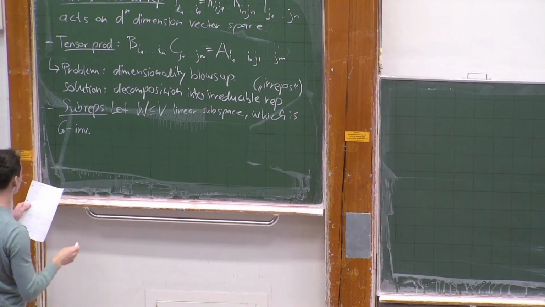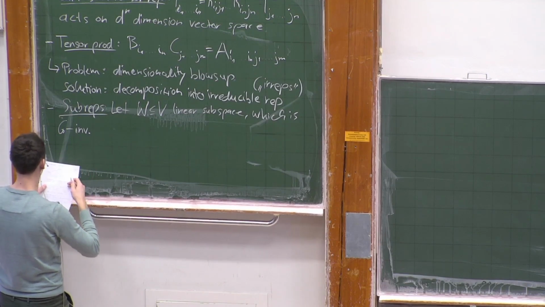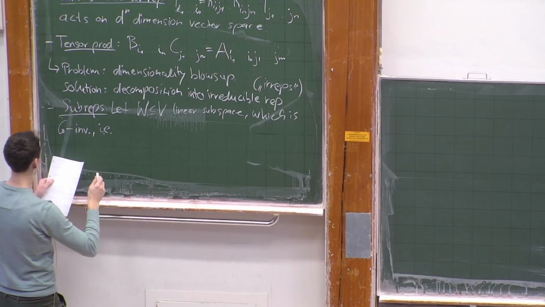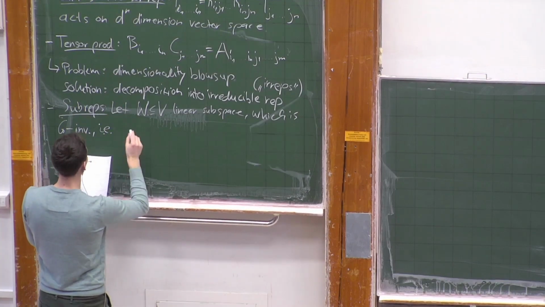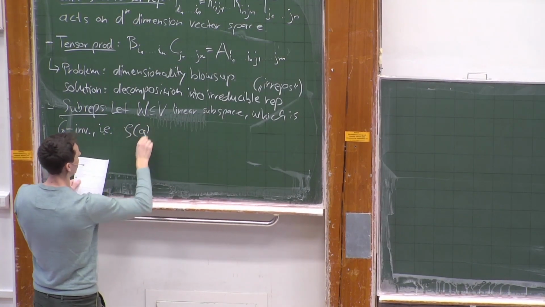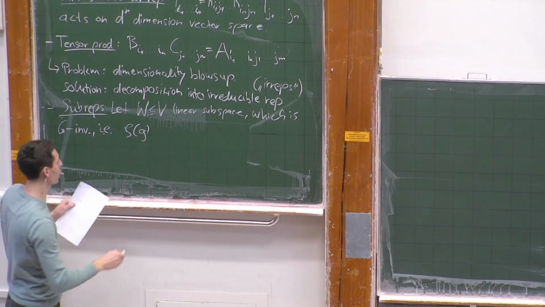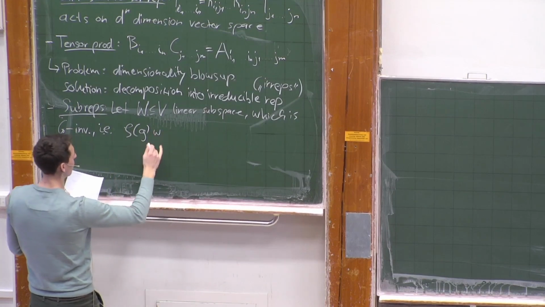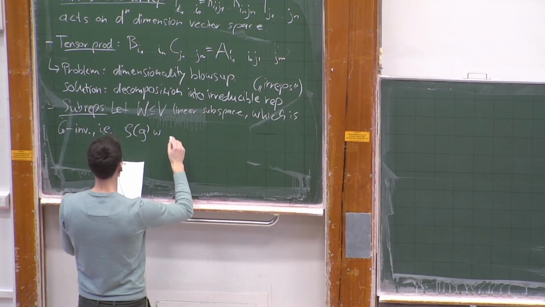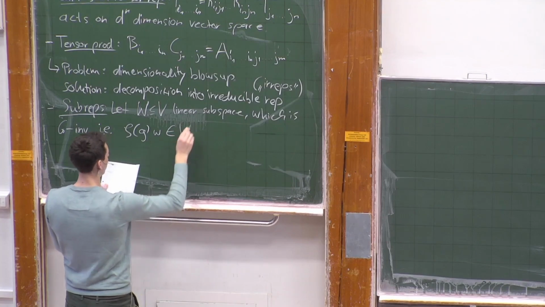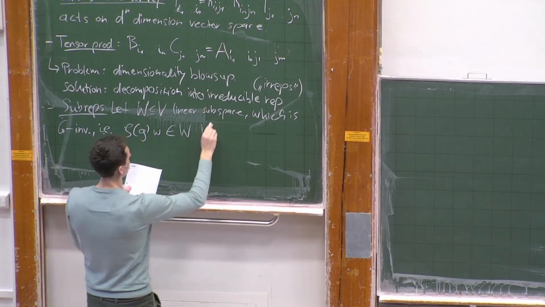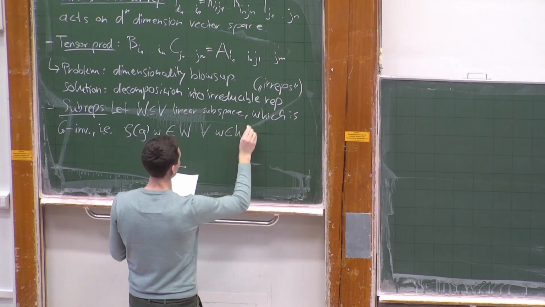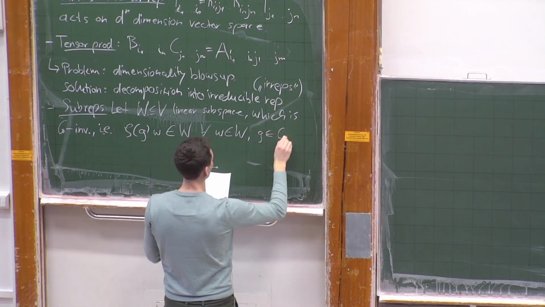Okay, what does it mean for a subspace to be G invariant? It means that if we apply any group element, the action of any group element to an element from that subspace, we will stay within the subspace. This should hold for every element of the subspace and for every group element.